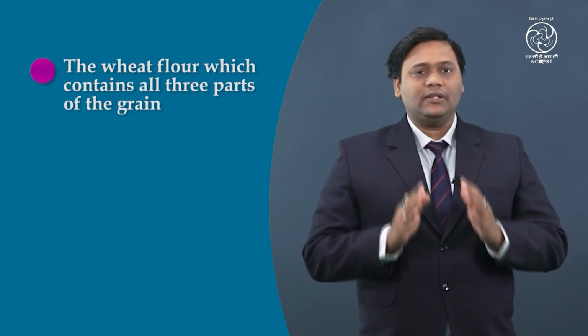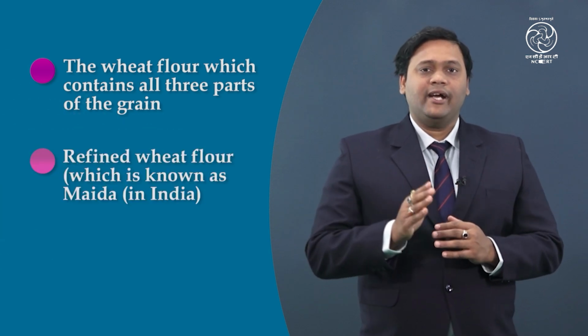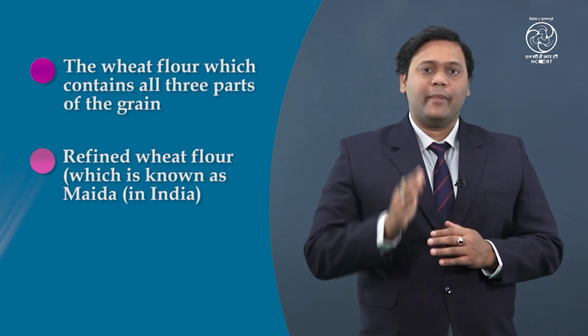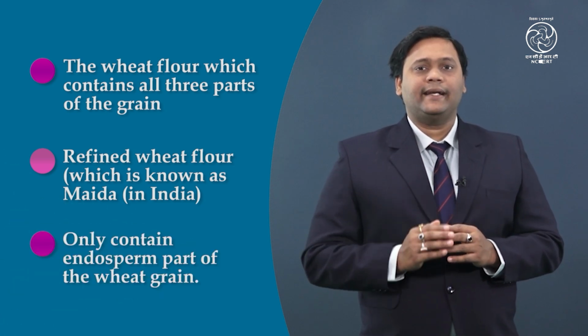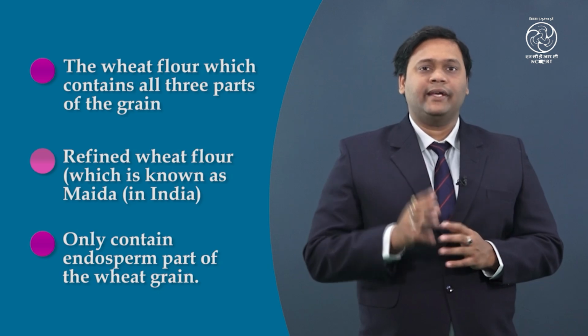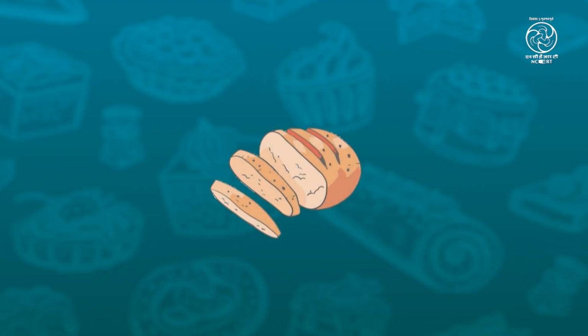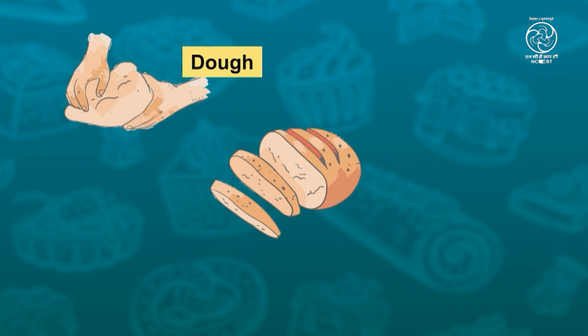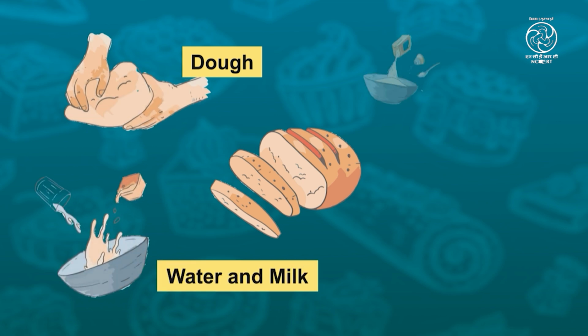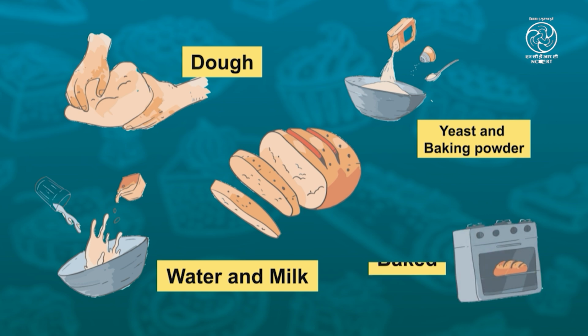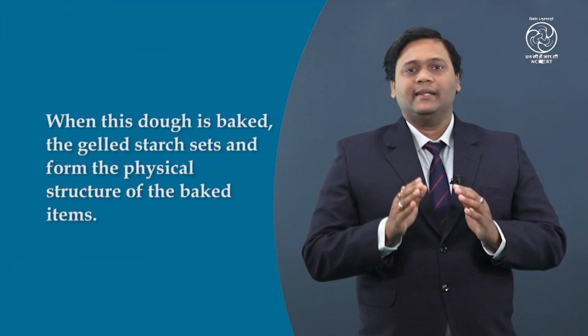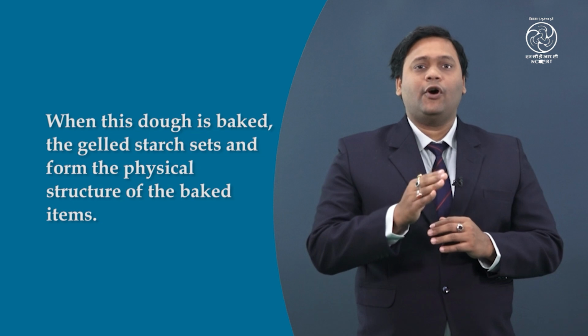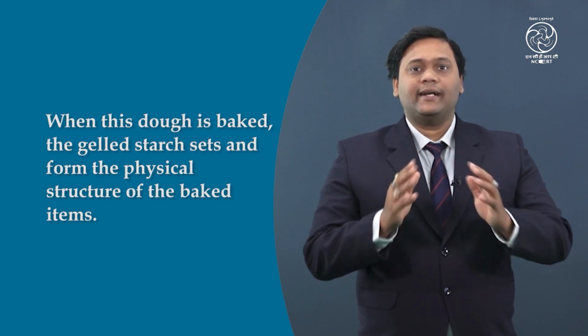In comparison to the wheat flour, which contains all three parts of the grain, the refined flour, which is known as maida in India, only contains the endosperm part of the wheat grain. Students, during the dough preparation, the water added is absorbed by this endosperm part of the grain, that is, the starch granules, and they swell up and get gelled. When this dough is baked, the gelled starch sets and forms the physical structure of the baked item.